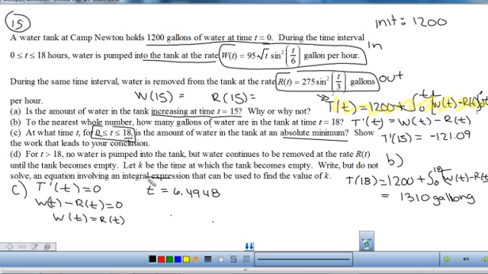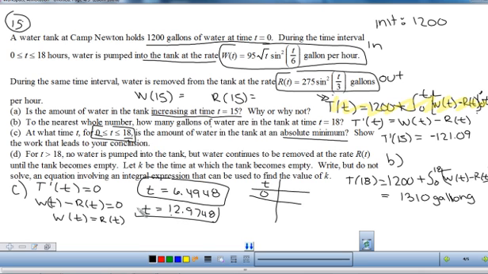Remember on your calculator you want to save this. So I'm going to do a table. There's t equals 6.4948 and t equals 12.9748, so I need to check both of those. I want to set 6.49, 12.97, and I also need to check 18, to see which one is the minimum.